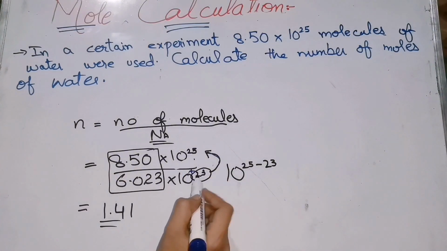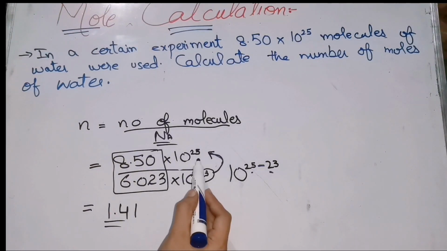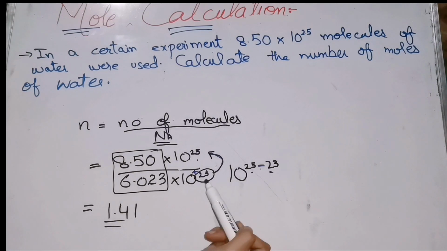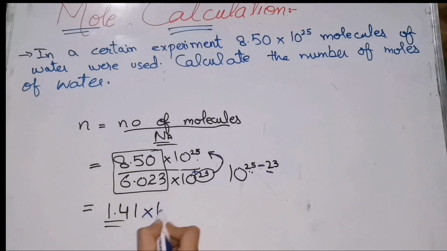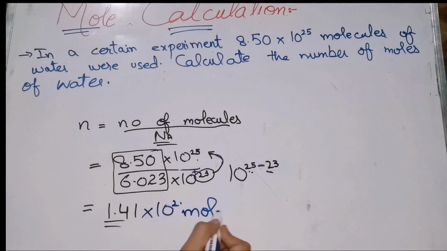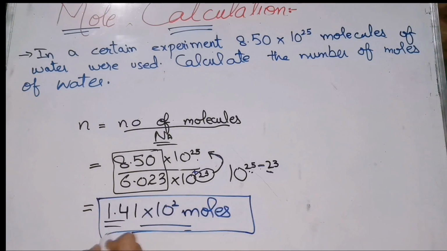Here it is in plus form. So when it goes on the upper part, it will be in minus form. So 25 minus 23, we will get 10 raised to power 2. And as we have to find the number of moles, we will write over here 10 raised to power 2 moles. So this will be the number of moles present in 8.50 multiplied by 10 raised to power 25 molecules.